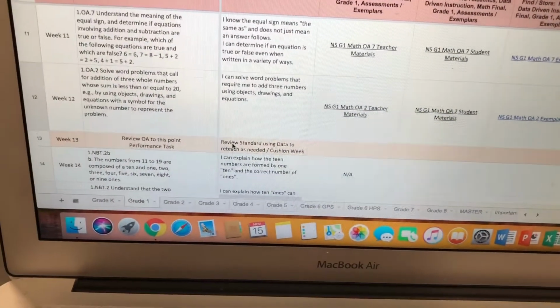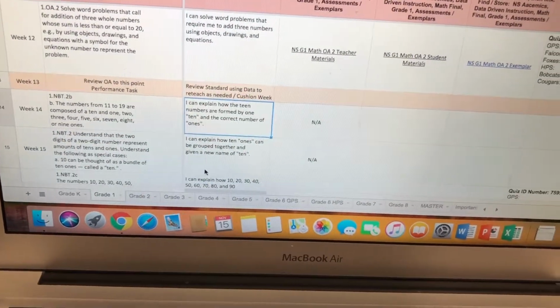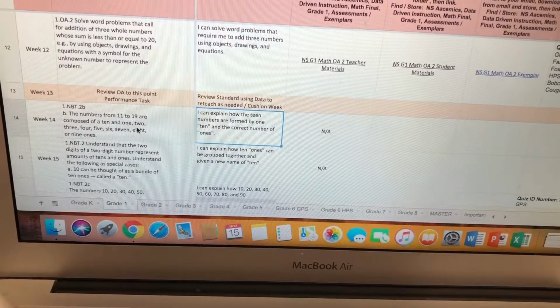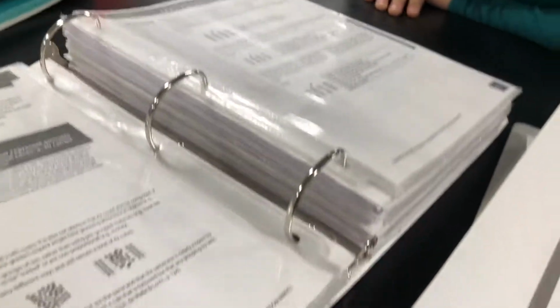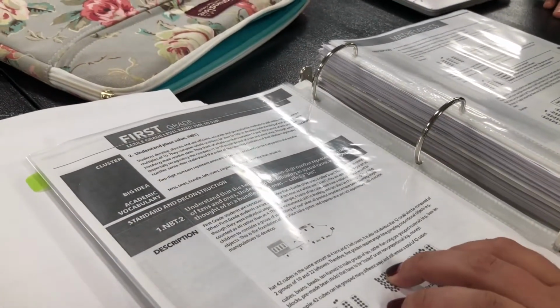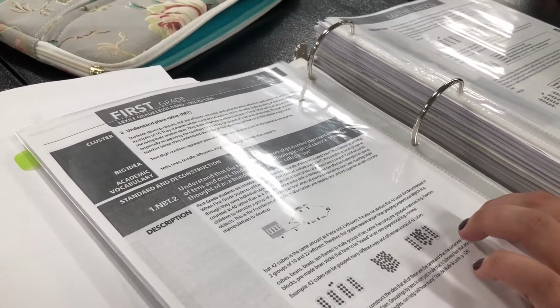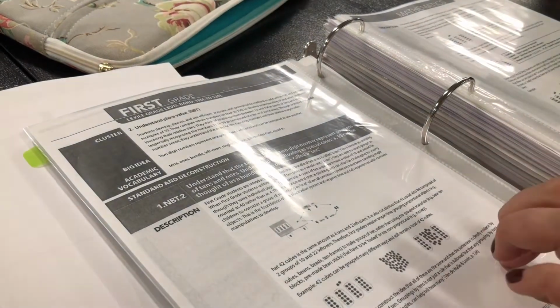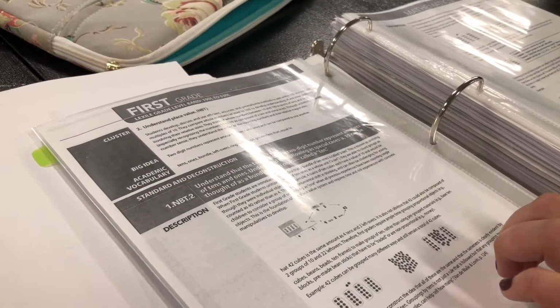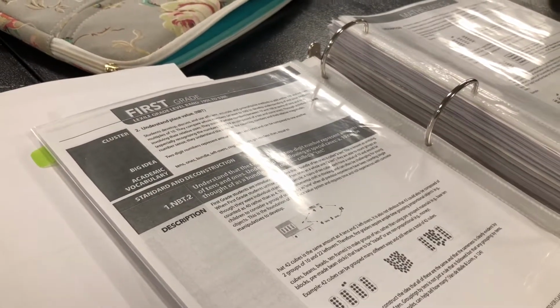Which is NBT2. NBT2 right here. All right, what do students need to know and what do students need to do with NBT2? So the standard says understand the 2 digits of a 2-digit number represent amounts of tens and ones. Understand the following as special cases. 10 can be thought of as a bundle of tens called a 10.